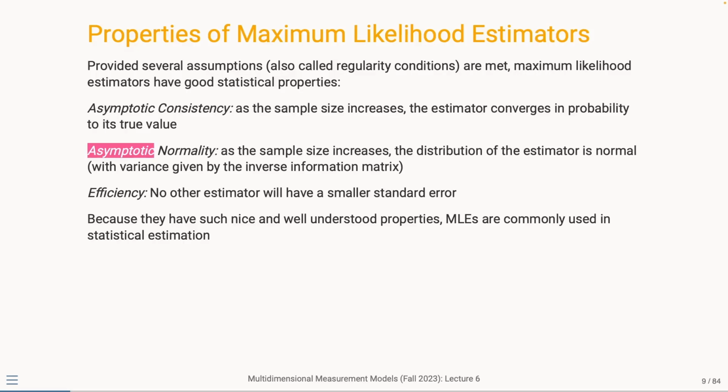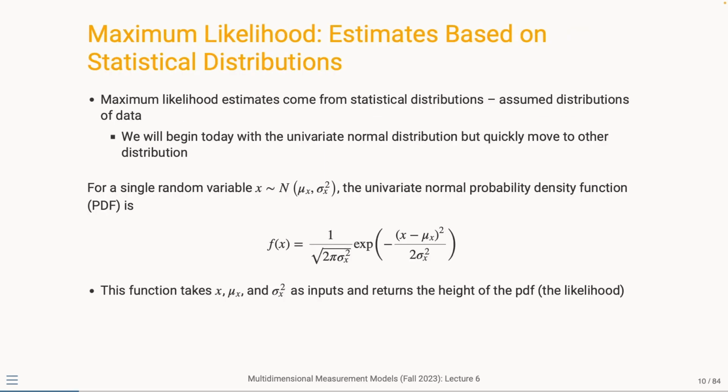How are we doing? Is it interesting to you? Cool. All right, let's talk about where we get a maximum likelihood function from. This is very simple. We're going to start with a univariate normal distribution. We're going to say x follows a normal distribution, has some mean, has some variance. It's nothing to do with psychometrics. It's a single distribution. All right?